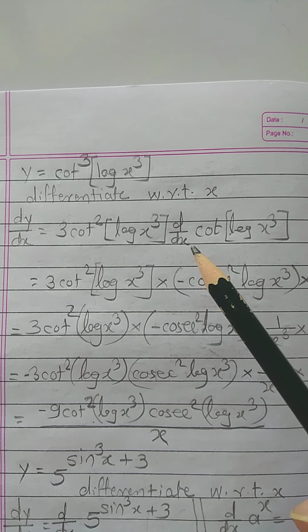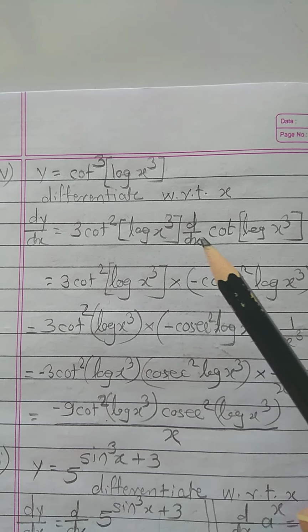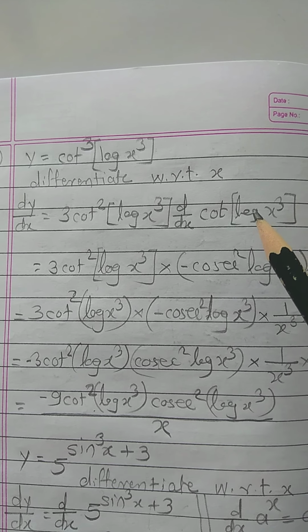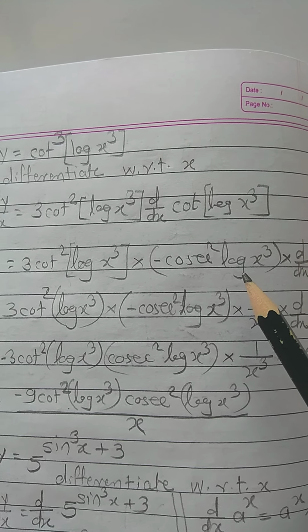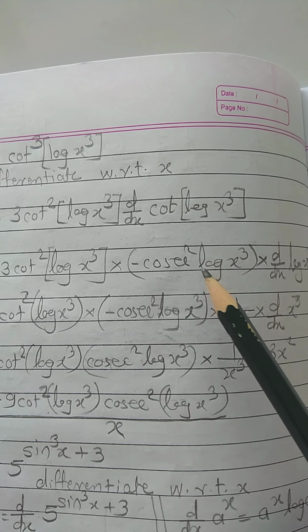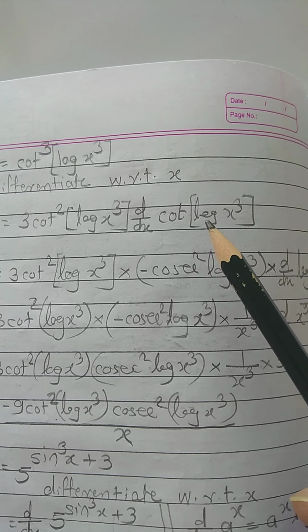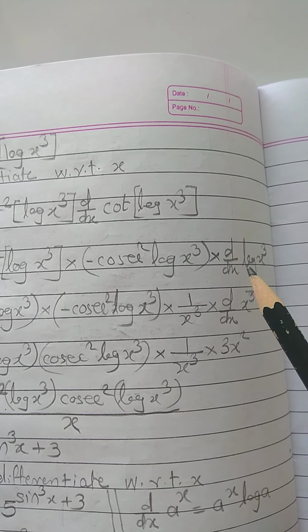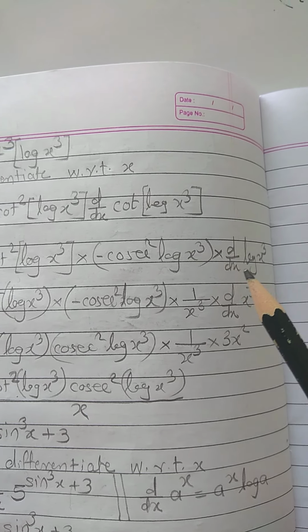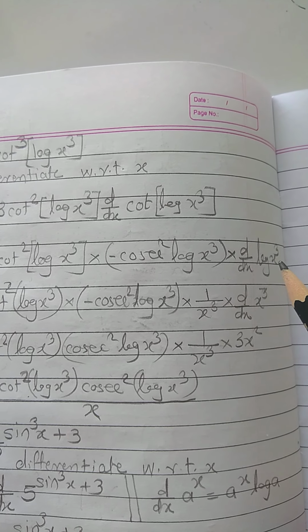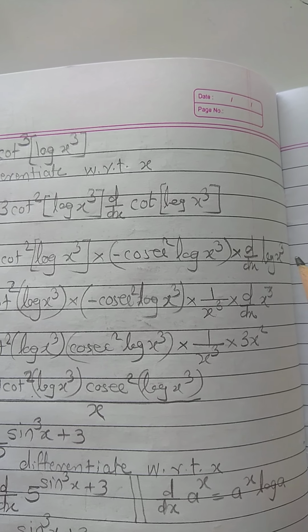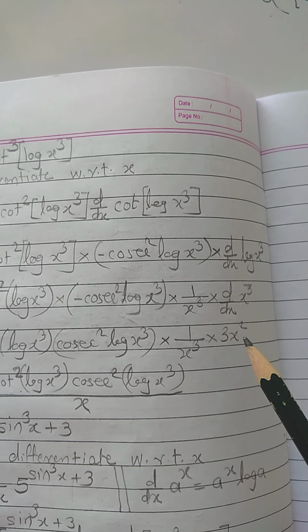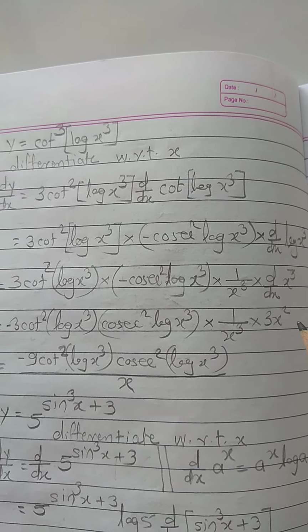Now derivative of cot we have to take. Derivative of cot is minus cosec square. Once again angle as it is. Now we have to take the derivative of this log of x cube. We know that derivative of log of something is 1 upon that thing. But the function here is x cube. We have to take derivative of that x cube once again. So derivative of x cube is 3x square.